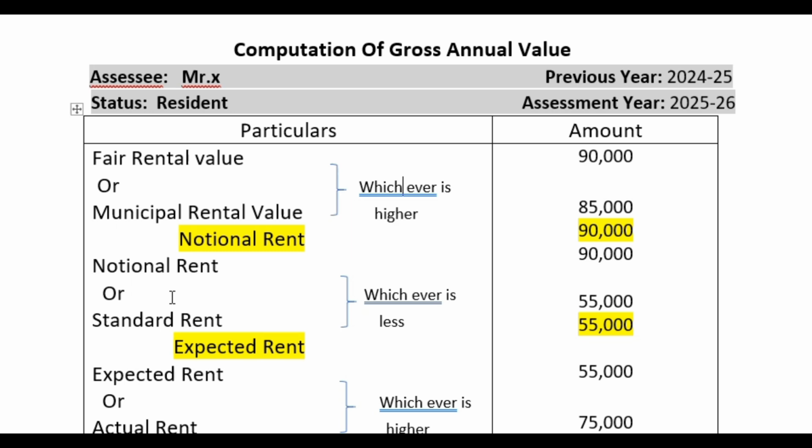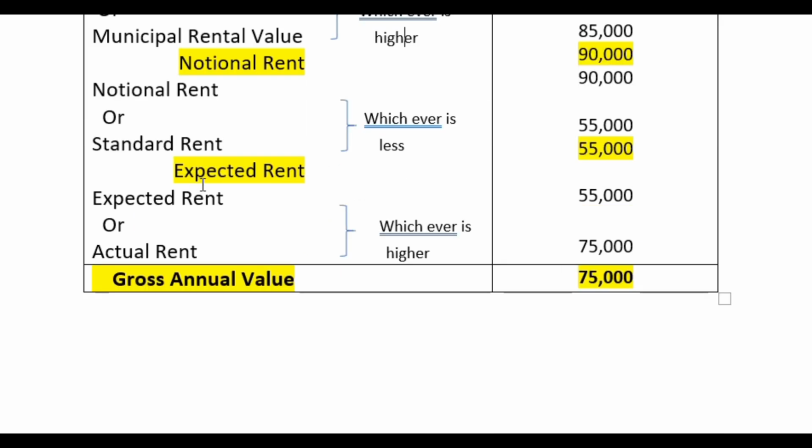Next, notional rent or standard rent. Standard rent given in the question is 55,000. So notional rent is 90,000. Standard rent is 55,000. Whichever is less is known as expected rent. So here notional rent is 90,000. Standard rent in the question they have given us 55,000. So which number is less?